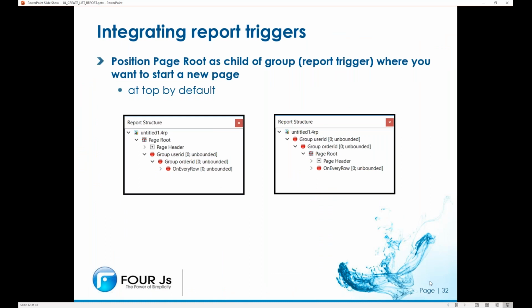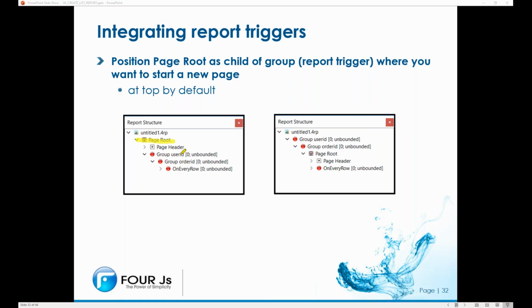So as far as integrating the report triggers, this first slide said that you have the page root. The page root is a special container that takes up the entire length and width of your report page. You want to position that page root as a child of the trigger where you want to start a new page. So in my first example here, the page root is above all of the triggers. That means that it's going to start at the beginning of the report, and there's no new page break. There's no point where it breaks off and starts a new page in that report.